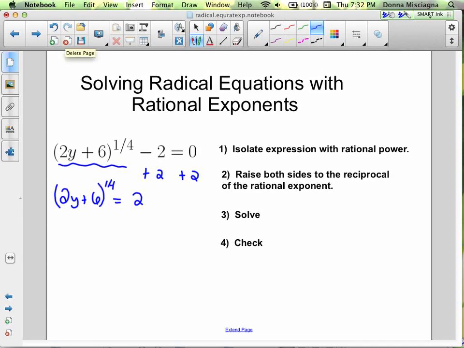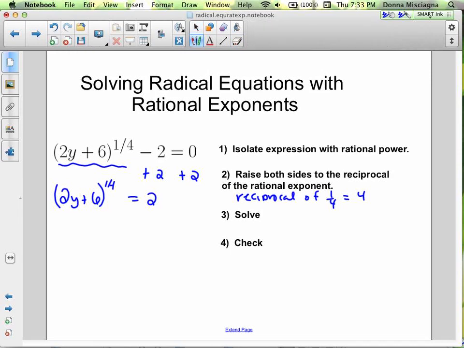And so now we're going to raise that to the reciprocal power so that we can eliminate the exponent and free our expression. Right, so the reciprocal of 1/4, that's just 4. All right, so we're going to raise both sides to the 4th power.